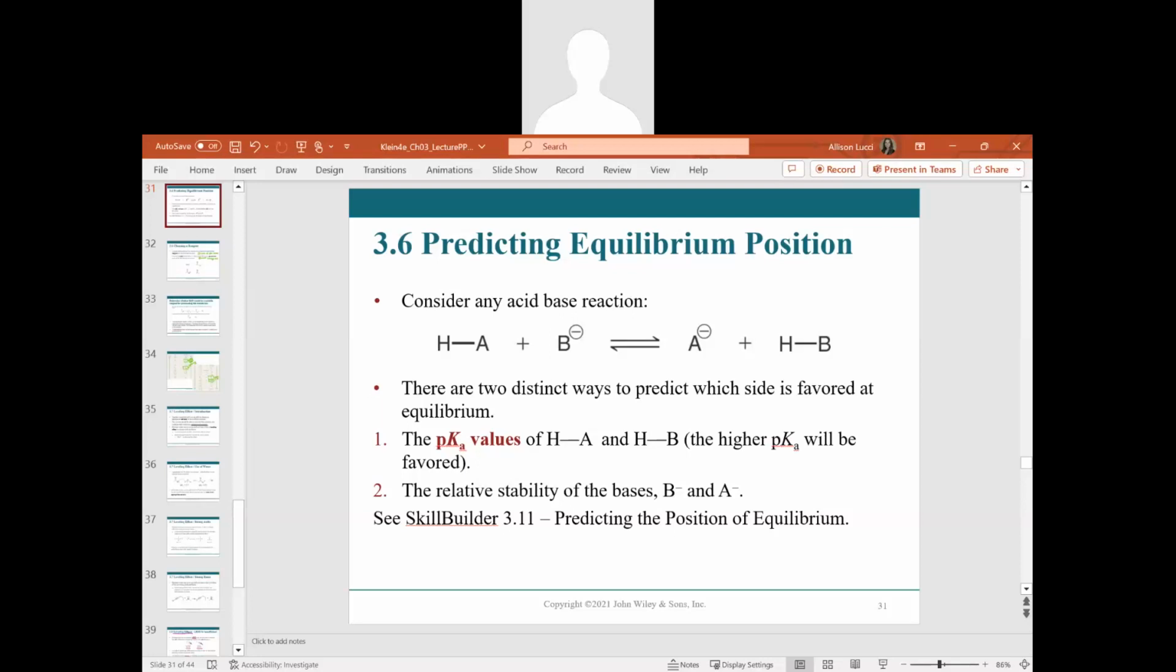In section 3.6, we will review how we can predict the equilibrium position of an acid-base reaction. As you may recall, there are quantitative methods, such as comparing pKa values of, in this case, our acid HA and our acid on the product side, HB. We can also, through qualitative methods, compare the stability of the conjugate base to either acid A or acid B. So let's take a look and see how we can accomplish this.